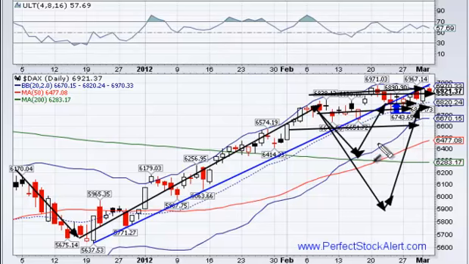So use those opportunities where they've dipped down below, individual companies, not averages, but individual companies that you can use within the average, and that will give you that opportunity. And that's what we've been doing at PerfectStockAlert.com, taking advantage of that trade. That's the trade that we have right now.